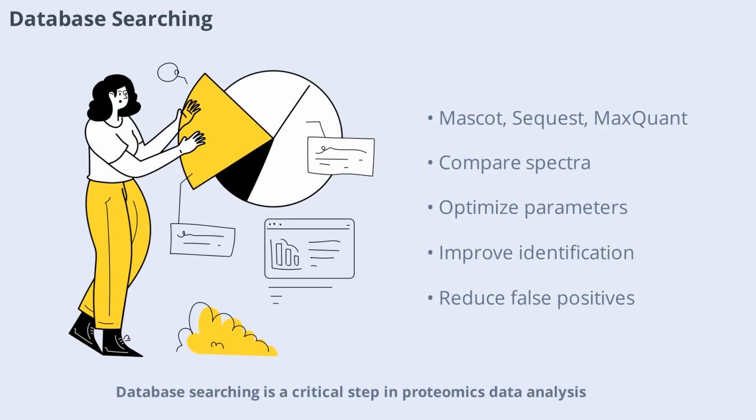Database searching is a critical step in proteomics data analysis. It involves comparing experimental spectra to theoretical spectra generated from protein databases. Popular search engines like Mascot, Sequest, and MaxQuant are used to identify peptides and proteins. The accuracy of database searching depends on the quality of the database and the search parameters. By optimizing these factors, researchers can improve identification rates and reduce false positives.